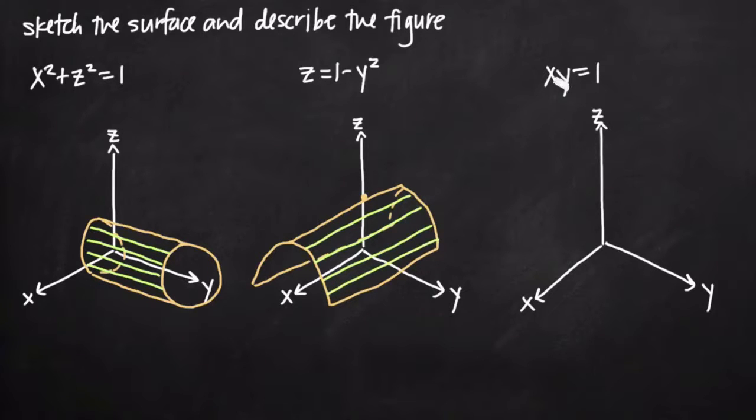Now let's take a look at our third equation here. We have x times y is equal to 1. Immediately we see that z is missing from the equation. That tells us that our graph is never going to intersect the z-axis, and therefore that our rulings are going to be parallel to the z-axis.